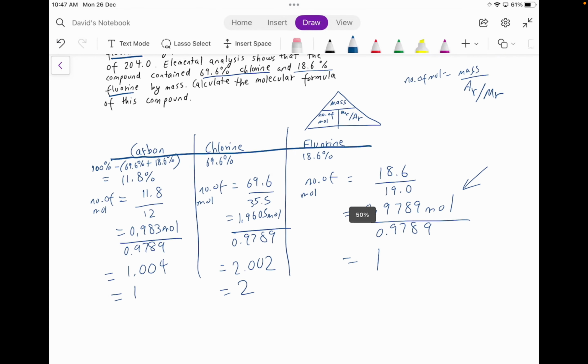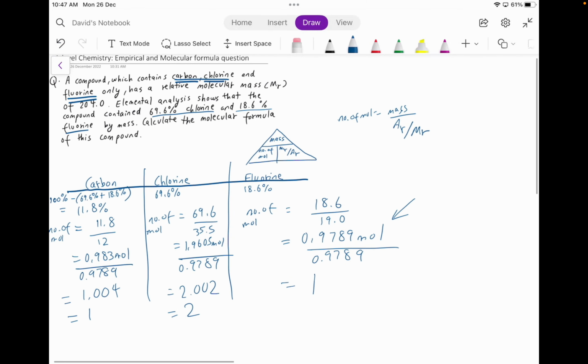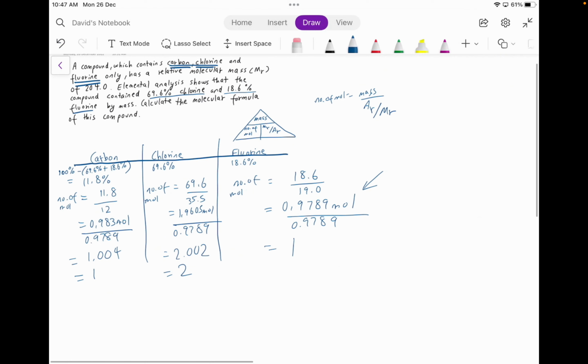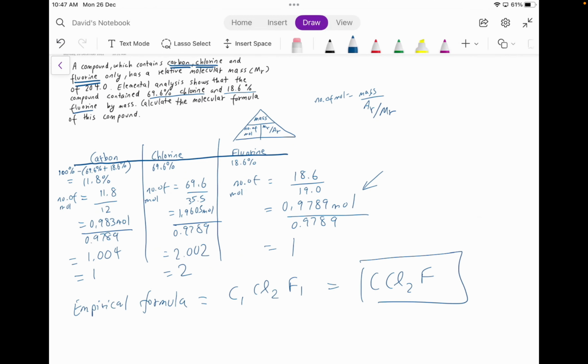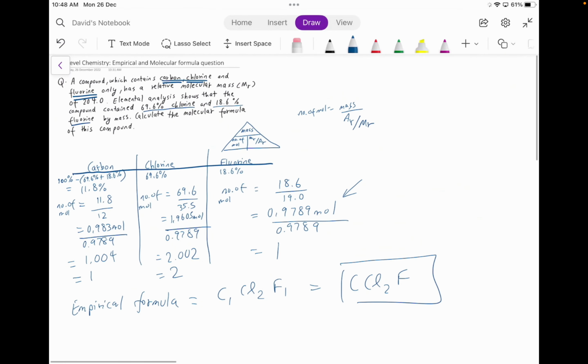Now all we need to do is start from carbon, since that's how the order is going, from carbon to chlorine and to fluorine. So this is going to be the empirical formula. This is a very important step. We find the empirical formula first in order to find the molecular formula of the compound. The empirical formula is carbon 1, chlorine 2, and fluorine 1, which is summarized as carbon, chlorine 2, and fluorine. That's going to be your empirical formula. If you want to take any notes, you can take notes.